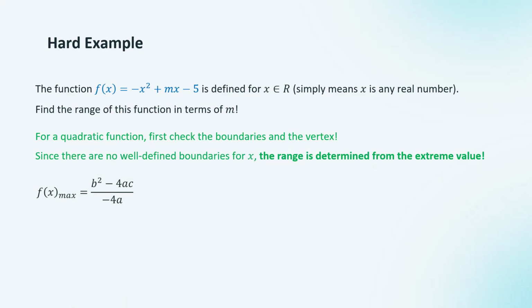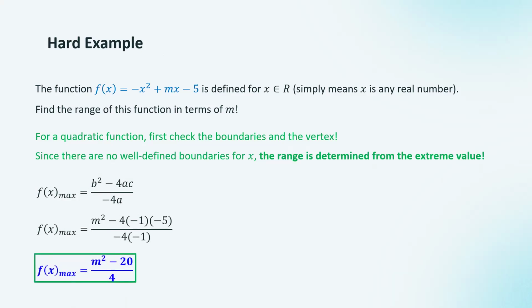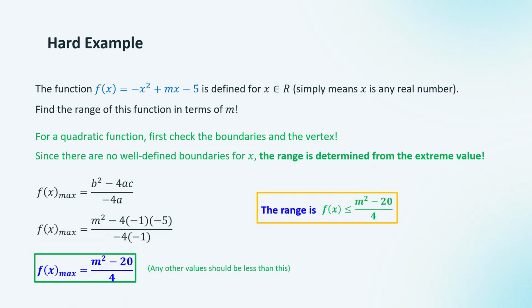function. So we can try to input the ABC values just like what we learned before in the quadratics, and we get that f of x maximum is going to be m squared minus 20 over 4. Now, let's remember that this is f of x maximum, so that means any other values should be less than this. Therefore, we can write the range as f of x less than or equal to m squared minus 20 over 4. So that's how we write the range in this kind of problem.